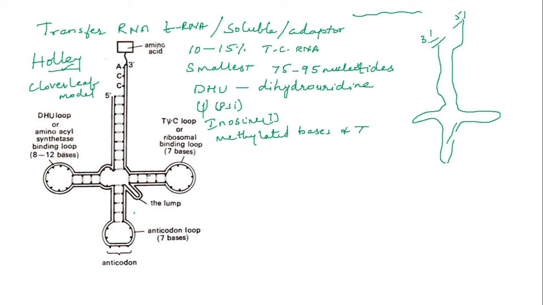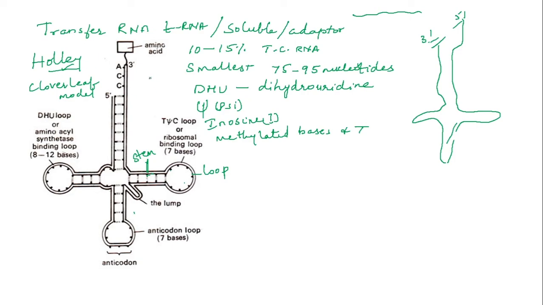Each arm has a stem and a loop. The loop has unpaired bases. There is no pairing here, whereas the stem has paired bases. Now let us see what is the uniqueness of this structure, of this model.